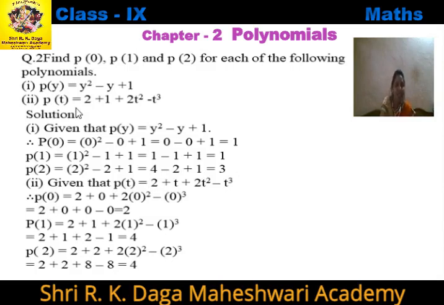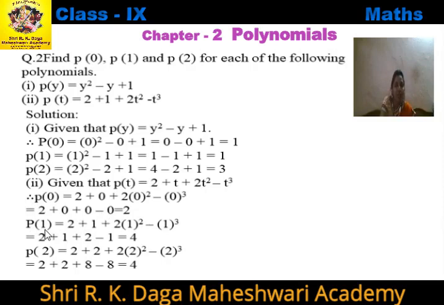Second question is p of t. P of t equal to 2 plus t plus 2t square minus t cube. Here also we will put 0, 1 and 2 in the place of t one by one. So first we will put 0 at the place of t. So p of 0 equal to 2 plus 0 plus 2 into 0 square minus 0 cube. This term will be 0, this will also be 0 and this will also be 0. Hence the answer is 2. So the value of p of 0 is 2.